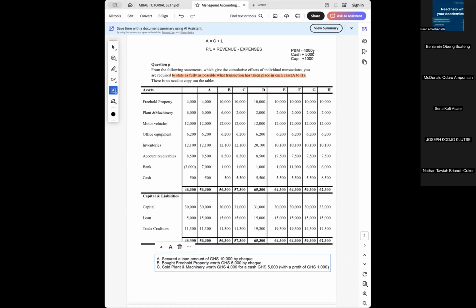But we can explain the whole thing happening at C as one transaction, meaning that we sold plant and machinery worth 4,000 Ghana cedis for 5,000 Ghana cedis cash, right? If it happens like that, it means we have sold for a profit of 1,000. So we had plant and machinery that probably we had no use for. So we traded it off, but we traded it off for profit. And that is why the business is in business. We are in business to make profit. So they traded the plant and machinery that they acquired for 4,000 for 5,000. So we generated a profit of 1,000 Ghana cedis.